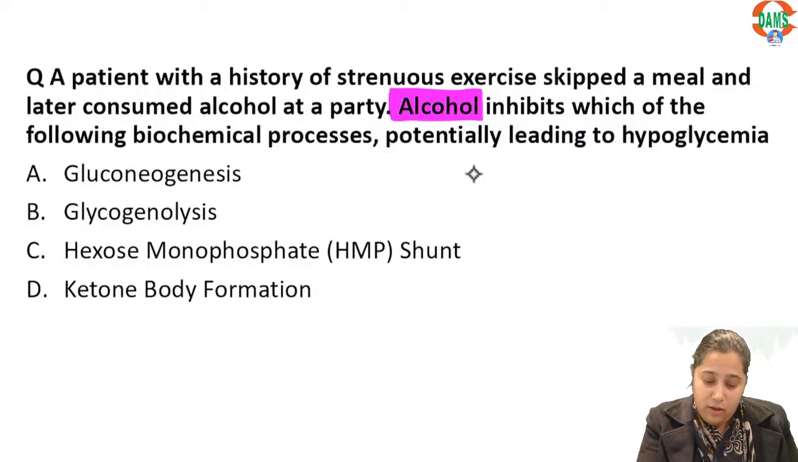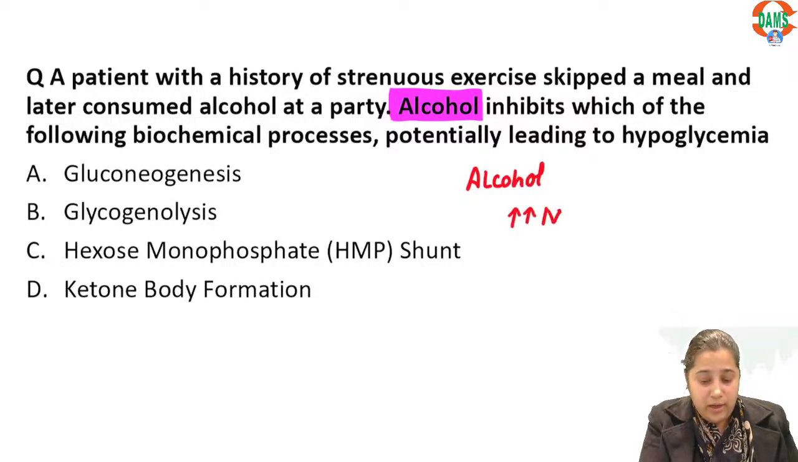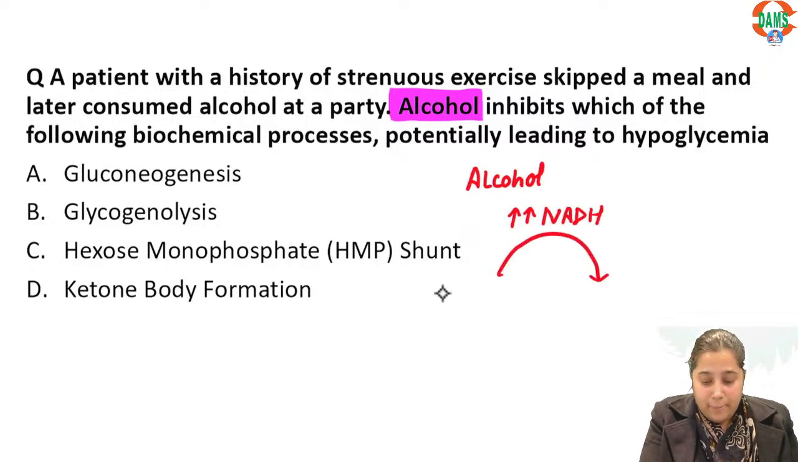Now alcohol, what it does is it will form a lot of NADH, and more NADH will convert the oxaloacetate, so oxaloacetate depletion will it cause. That means oxaloacetate will now be converted to malate.